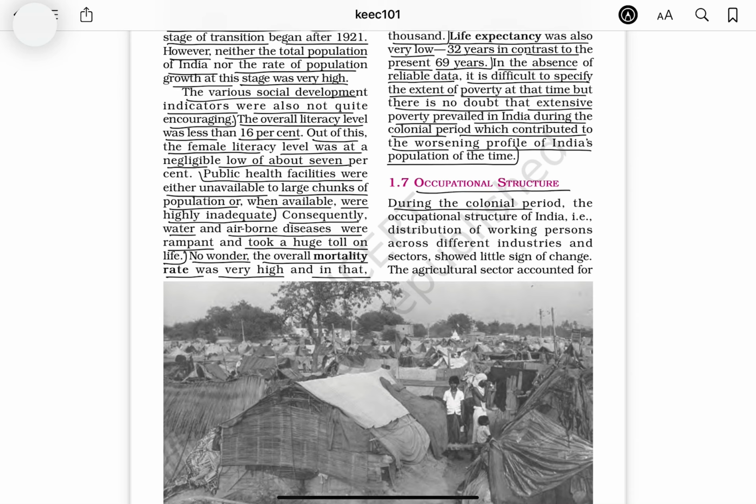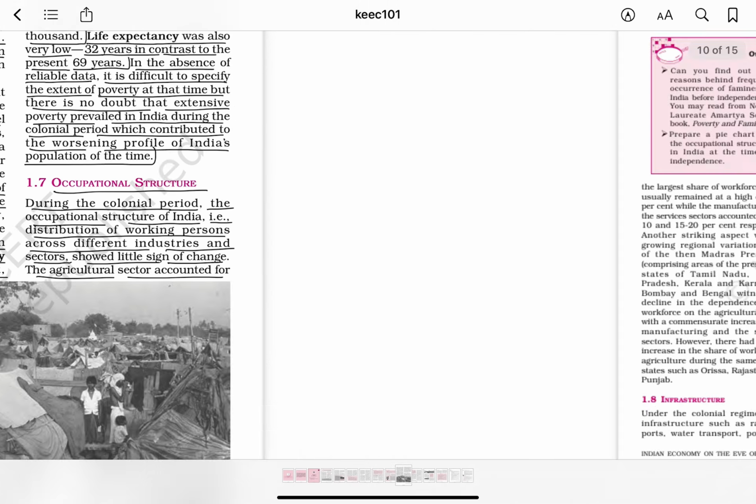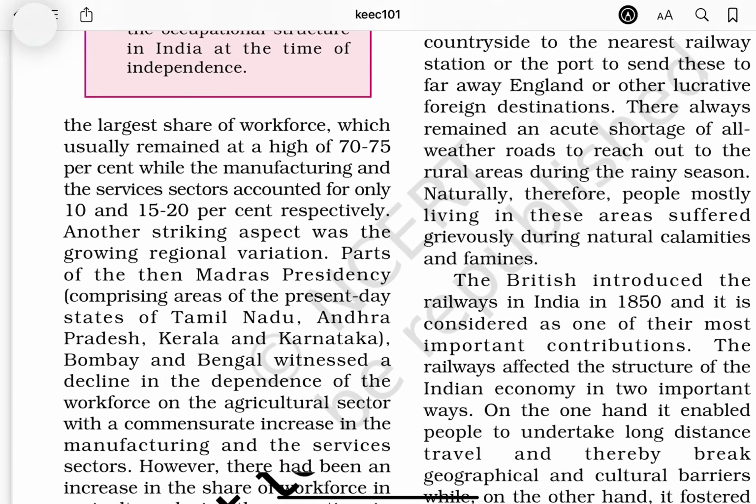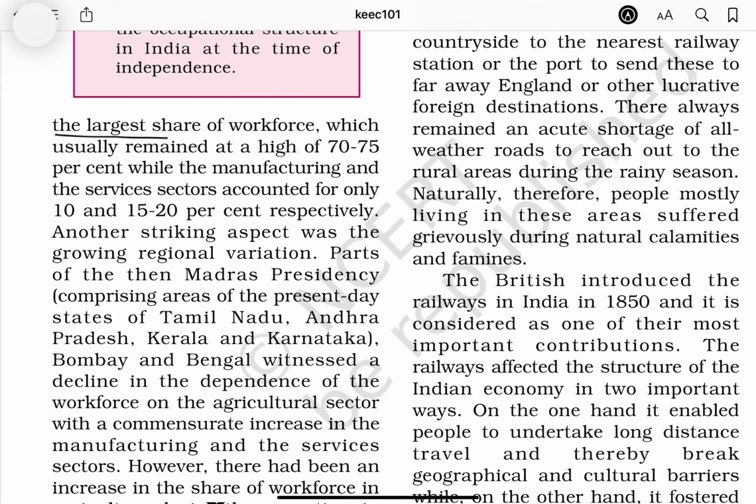Occupational structure. During the colonial period, the occupational structure of India, that is, the distribution of working persons across different industries and sectors, showed little sign of change. The agricultural sector accounted for the largest share of the workforce, which usually remained at a high of 70-75%, while the manufacturing and the services sectors accounted for only 10 and 15% respectively.